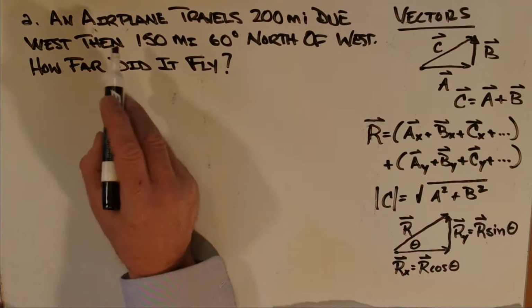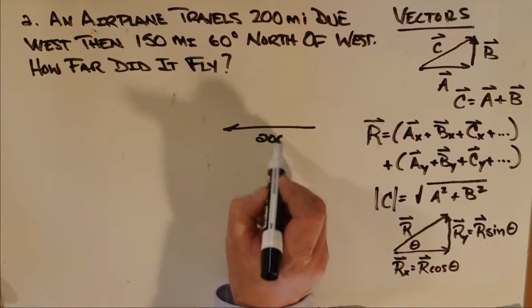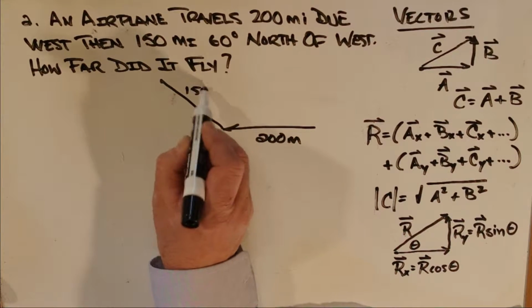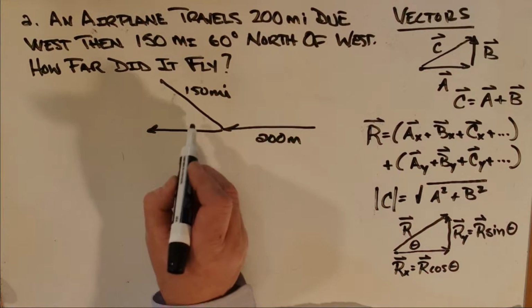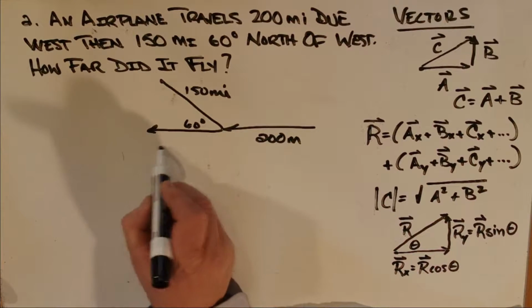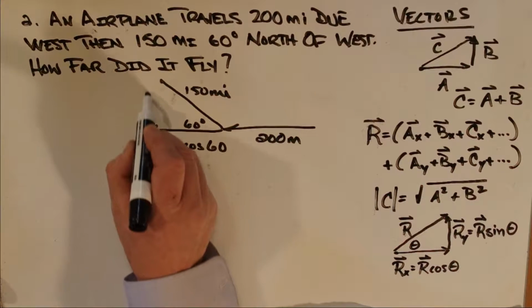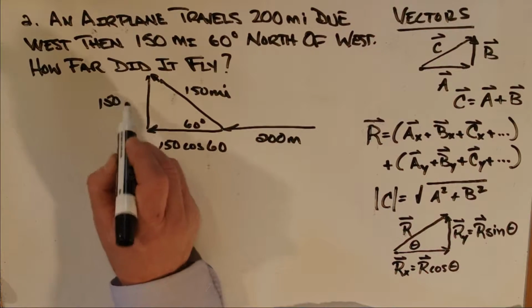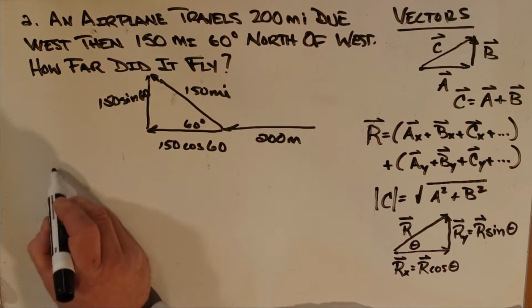Our second problem: an airplane travels 200 miles due west, then 150 miles 60 degrees north of west. We're asked to find out how far it flew. And diagram this out. We have a westward vector representing 200 miles, and then 60 degrees north of that, a vector of 150 miles. We can break that down into its components and find that in the x direction we have a length equal to 150 times the cosine of 60. In the y direction, that vector length is 150 times the sine of 60.